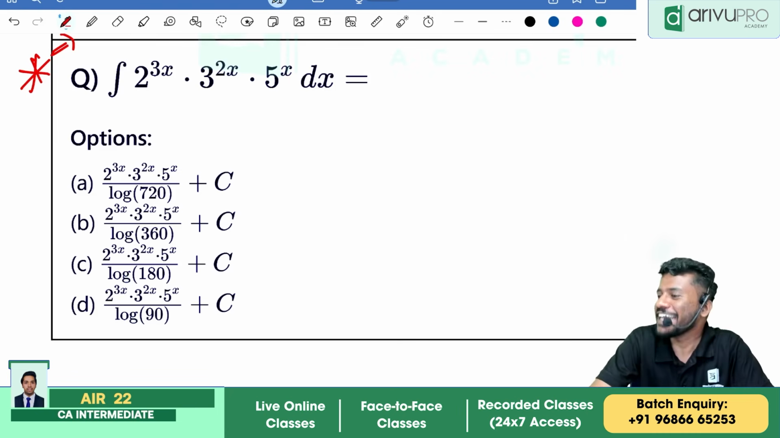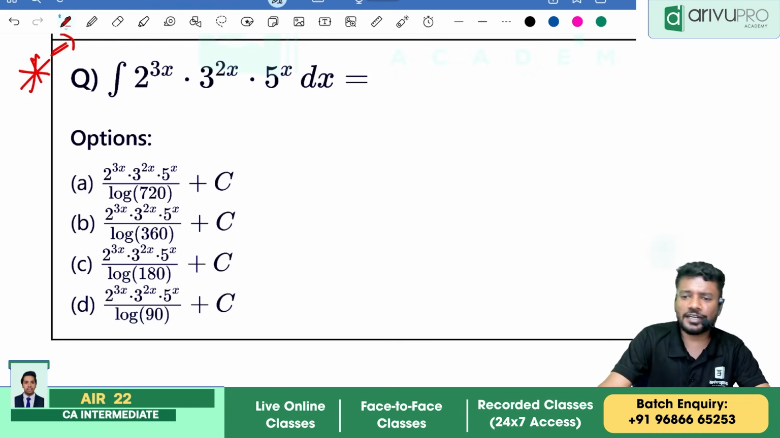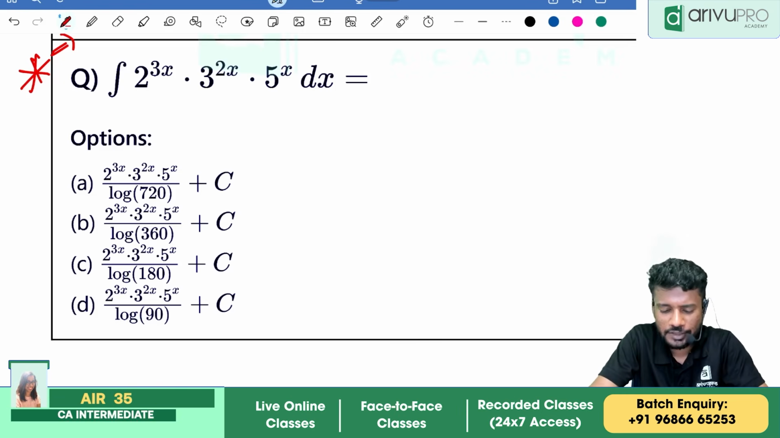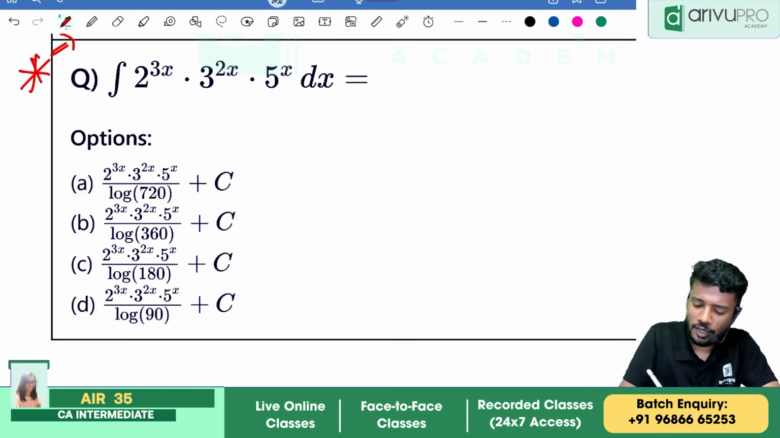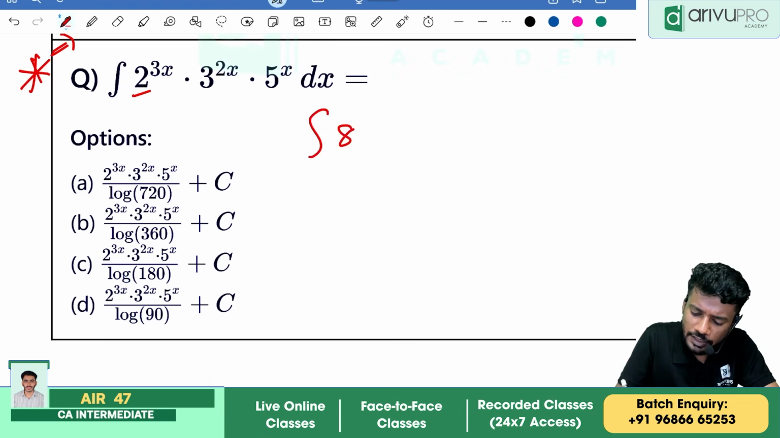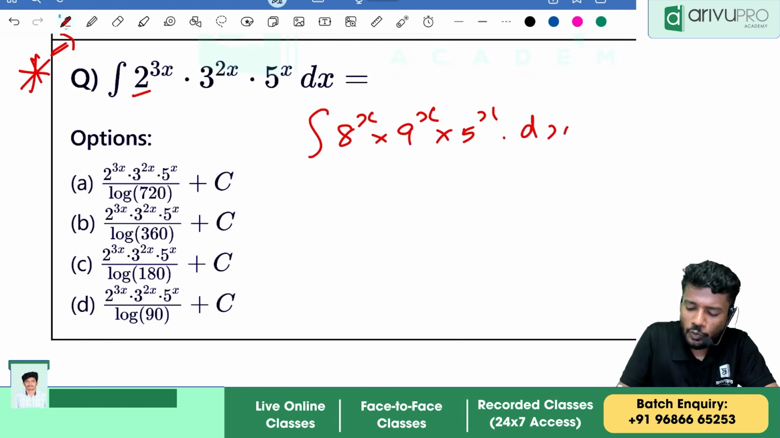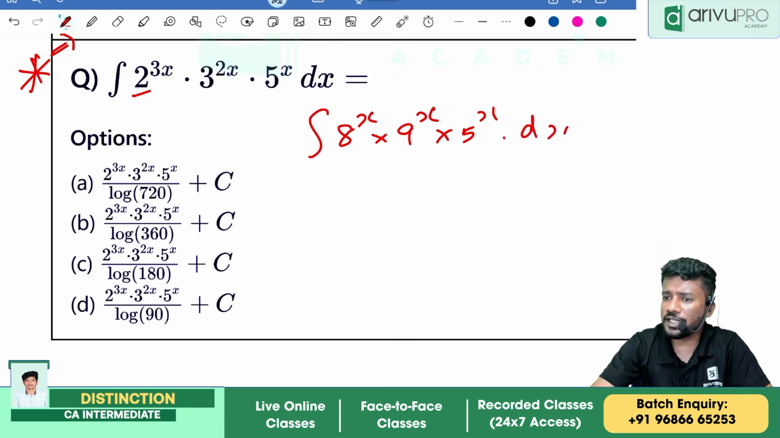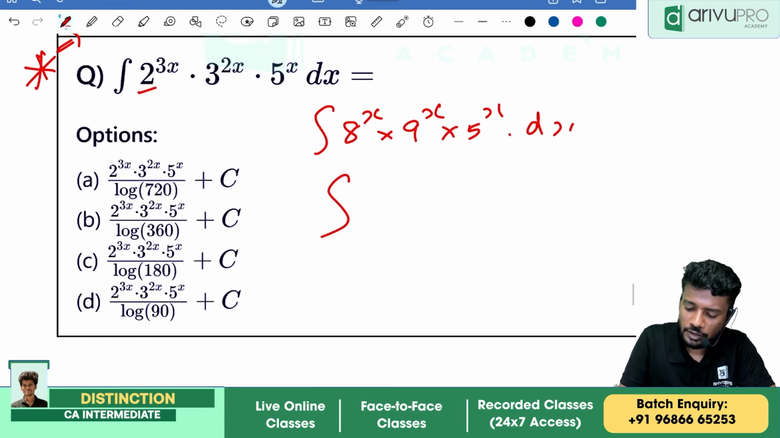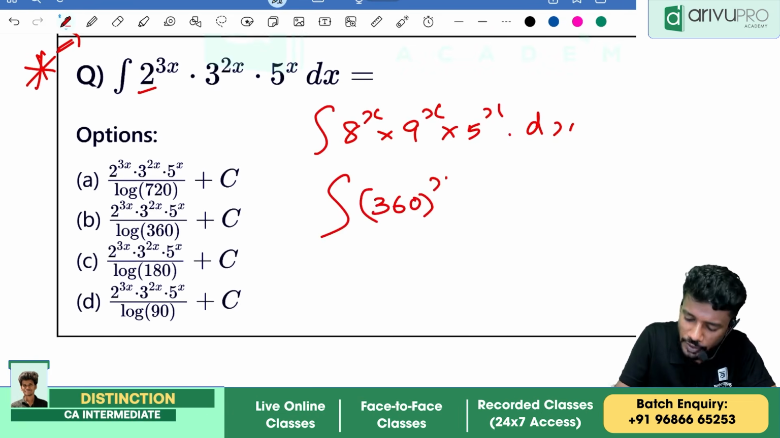Prediction. Okay. Yes. Now here, integral 2 raised to 3x into 3 raised to 2x into 5 raised to x into dx is the question. Now, can I write it as 8 raised to x into 3 raised to 2 is 9 power x into 5 power x into dx? Now, the powers are same, the bases are different and it is in product. So, can I take the product of the bases? Yes. 8 into 9 into 5 is how much? 360. The entire thing raised to x dx.